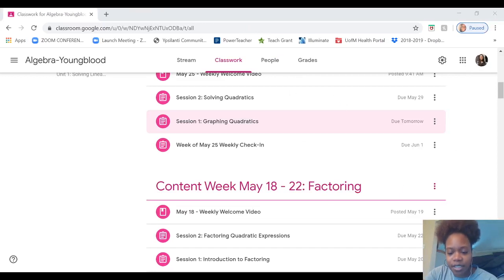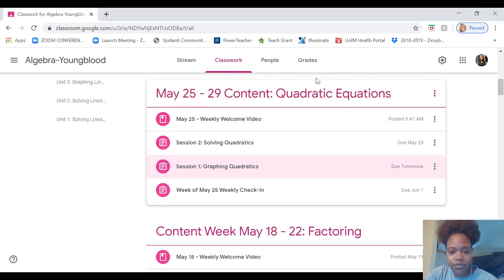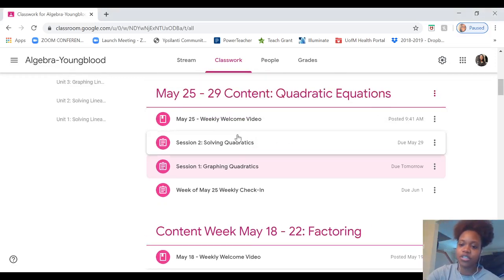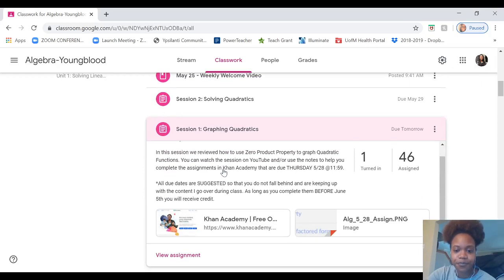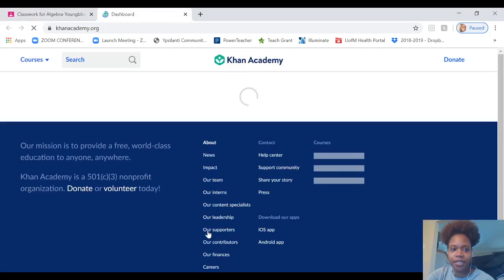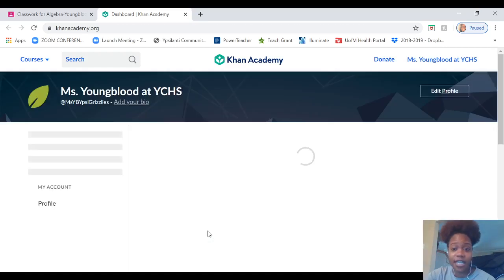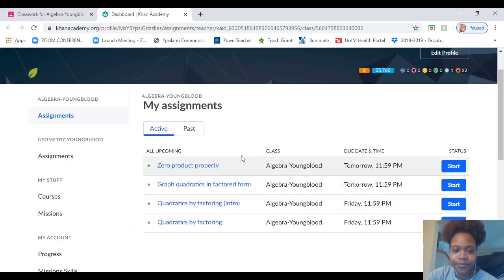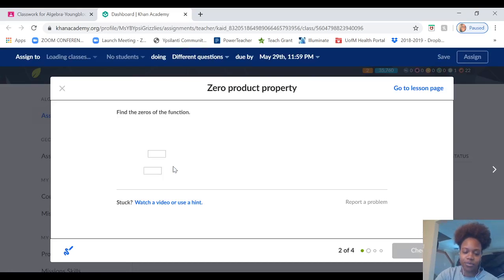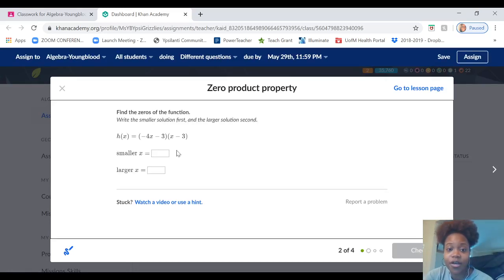So on Google Classroom, again, we are in Content Week, May 22nd through 29th, talking about quadratic equations. For this first session, we're going to be going over how to graph quadratic equations. So if we click on the session, we're going to click on Khan Academy and do the 2 assignments that are scheduled to be completed by Thursday, May 28th. So these 2 assignments right here. We're going to start with the zero product property. So if you're following along on the video, make sure you're on this first assignment, zero product property.